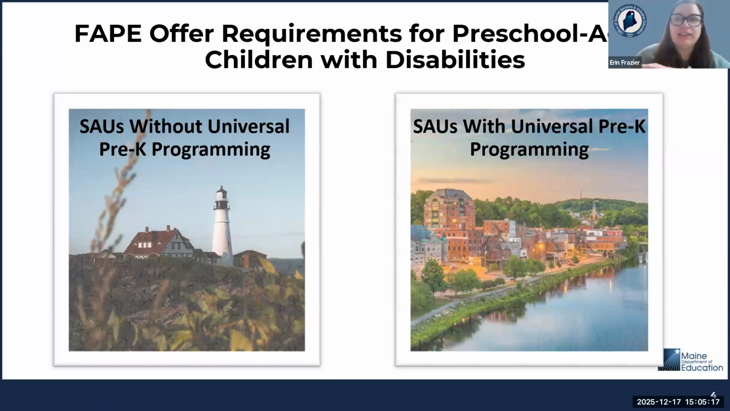All right, to understand how we're going to be looking at LRE and the FAPE offer, we have to get really clear in distinguishing between SAUs without universal pre-K programming and SAUs with universal pre-K programming. We also want to set the stage based on, again, the only document we have about preschool programming, as you all know, which is Chapter 124. So we are tasked to look at that guidance and clearly identify the difference between universal and non-universal pre-K SAUs. So next slide, please.